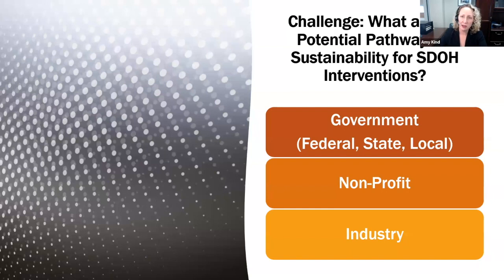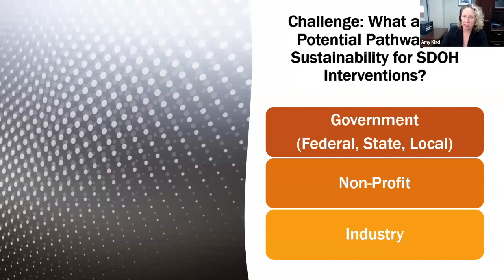So the groups that are at the table, the groups that potentially could sustain these include government, which is the big player. They're the ones who usually do this at the federal, state, or local level. Nonprofits, who often are mission-based and may run things like food pantries, for instance.